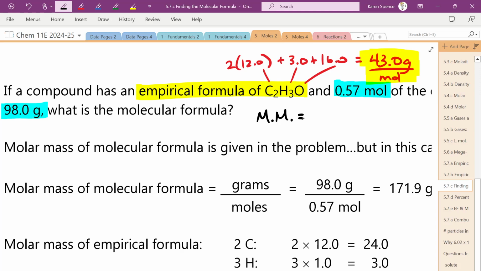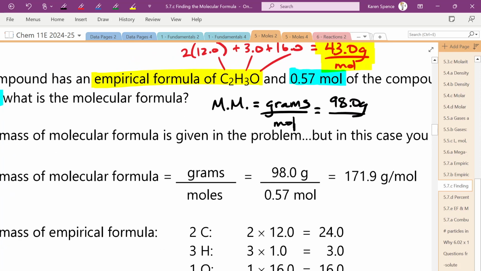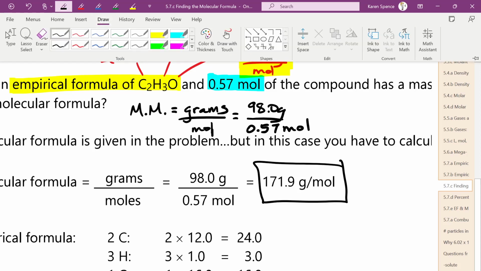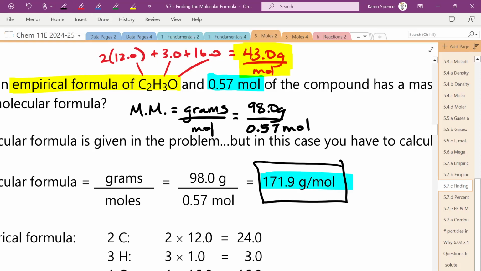What's the unit of molar mass? Grams over moles. So how about if we put our grams over our moles? Look at that. Grams over moles. So let's take our grams, 98.0, and divide by our moles, which is 0.57. And fortunately for me, I've done the math here. So there is our molecular formula mass, 171.9 grams per mole.